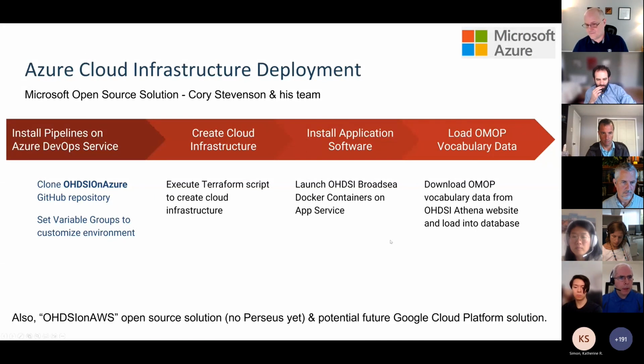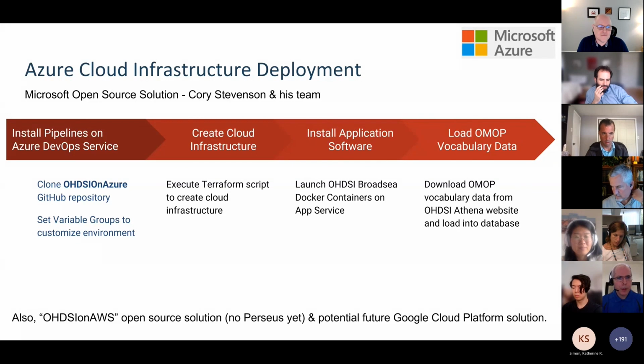Okay, so the last piece here. I talked about the top layer with all the applications and the Docker containers. The lower layer is all the infrastructure. So we have different options for how you can get that infrastructure. And this is more something for your local IT team to probably talk to your Microsoft account person and have those groups talk about this.